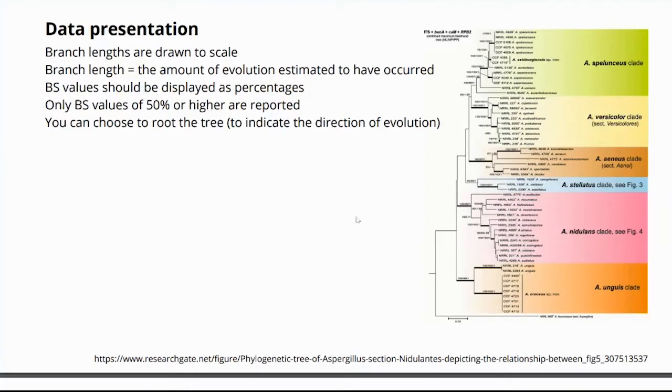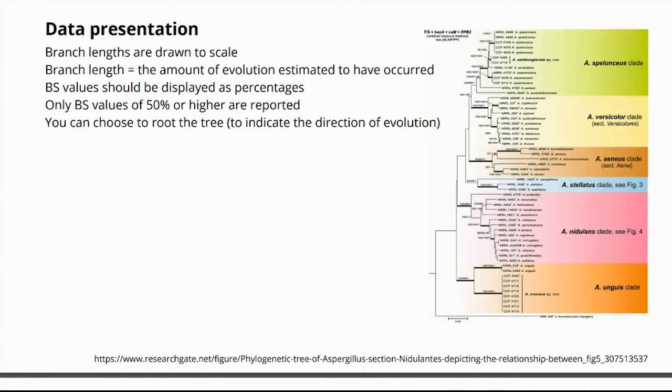Finally, the data presentation. In data presentation, branch lengths are drawn to scale. So the longer the branch length, the higher the amount of evolutionary changes that might have occurred. Actually, branch length, as I told you, gives an idea about the amount of evolution estimated to have occurred. Bootstrap values should be displayed in percentages here. Bootstrap values 50% or higher are reported. Bootstrap values less than 50% are not reported.